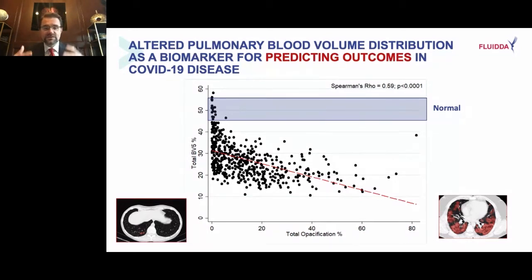So where radiologists would say this is a normal lung, this is clear, there's actually a significant reduction in BV5. So it can be that areas look normal in the scan, but still are significantly affected in terms of the vasculopathy, in terms of vasoconstriction, vasoocclusion.